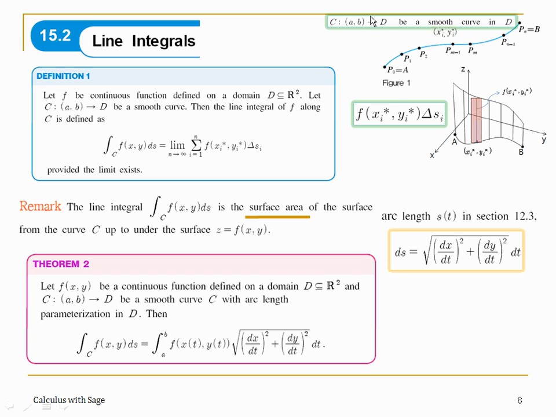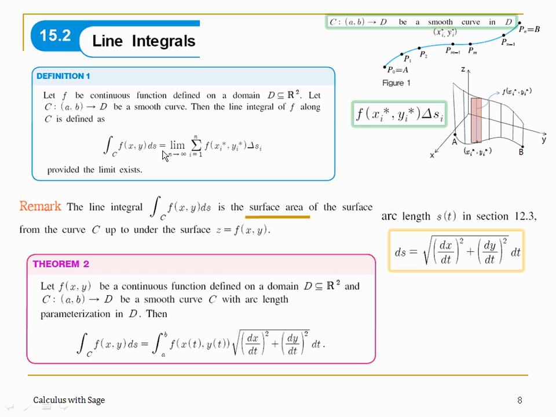In R2, there is a domain, and this is C, which is a smooth curve like this. Then the line integral of f along C is defined as this. We have a function f of x and y, and this function moves along the curve C.